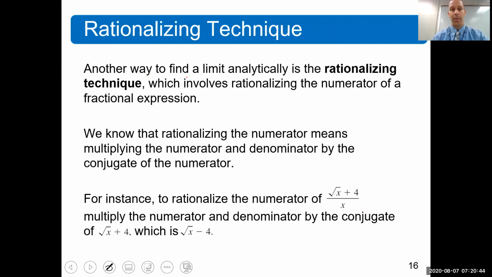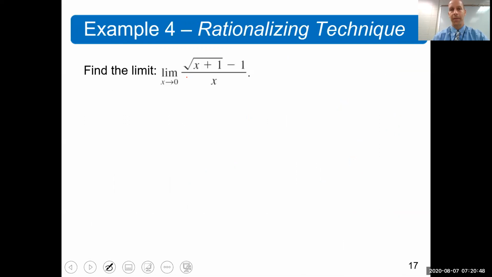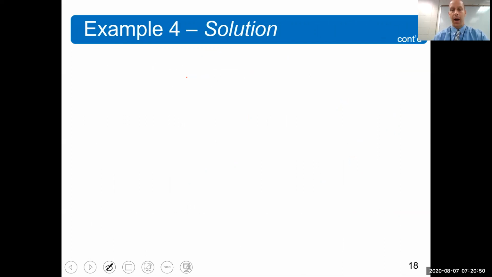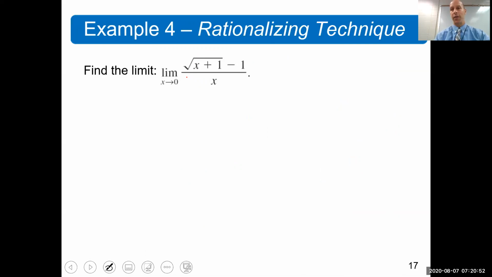Okay, so we're about 9 minutes here, so we're going to get the last thing done, and this is rationalizing. I'm going to just do this example. You guys have heard of rationalizing the denominator. We're going to actually rationalize the numerator.